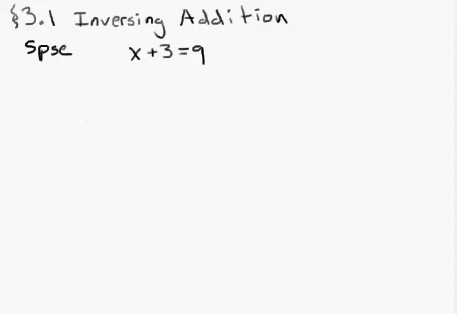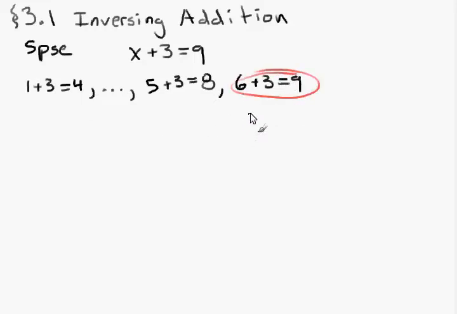One of the ways that we could go about this would be to think of some of the sums with 3. That is to say, 1 plus 3 is 4, and keep going, and keep adding. 5 plus 3 is 8, and then finally 6 plus 3 is 9. Aha! That's exactly what we wanted. So what does this mean? This means that x equal to 6 is our solution.